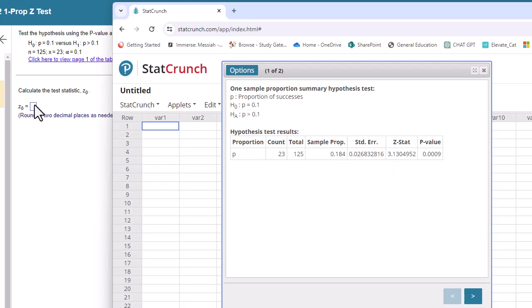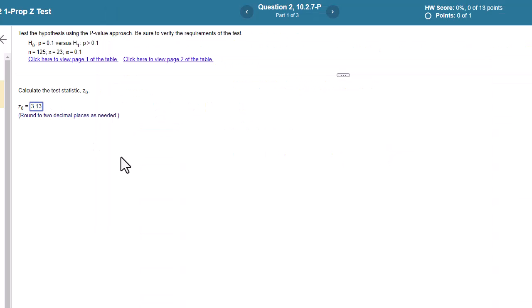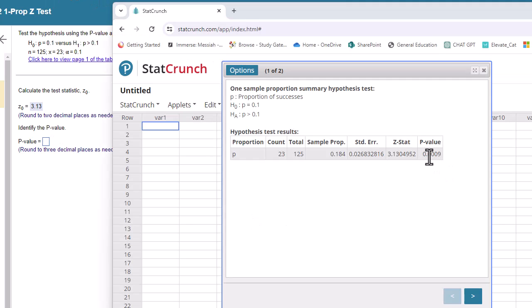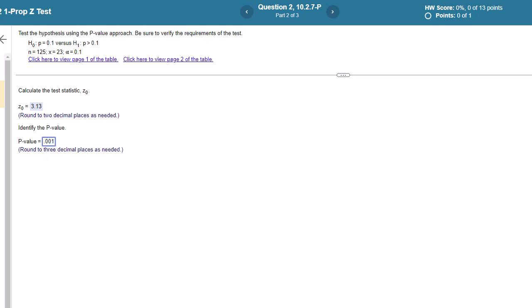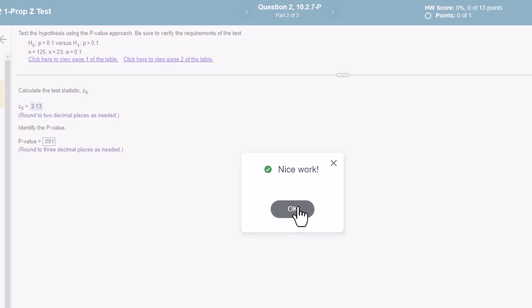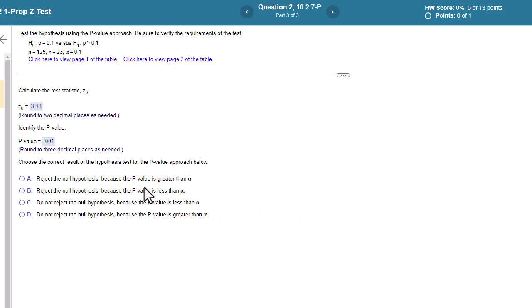Test statistic, 3.13. What was our p-value? Now be careful here. This says 0.0009. So I'm going to round to three decimal places. That's going to be 0.001. So that 9 pushes that over to the 1. Now in my class, on a show work part, 0.0009 is fine. Okay, there we go. So now what decision will we make?